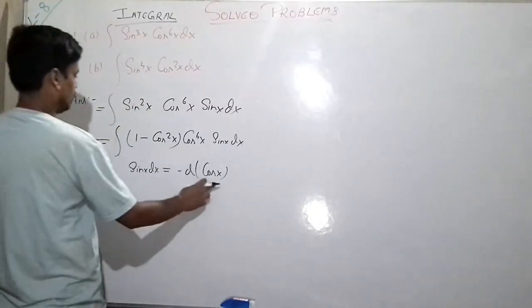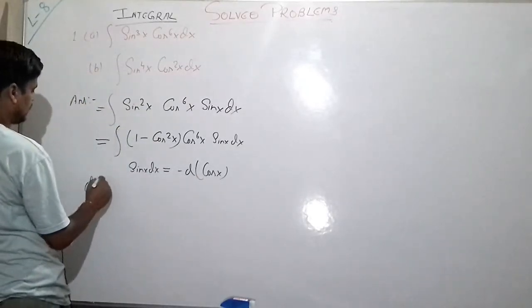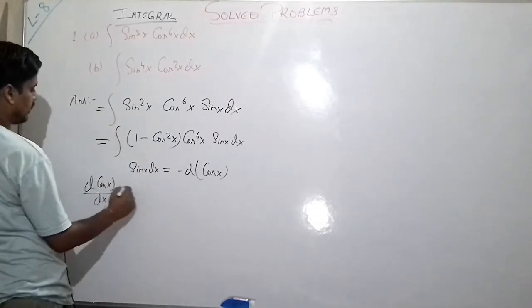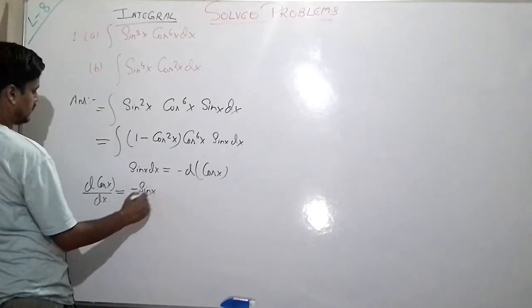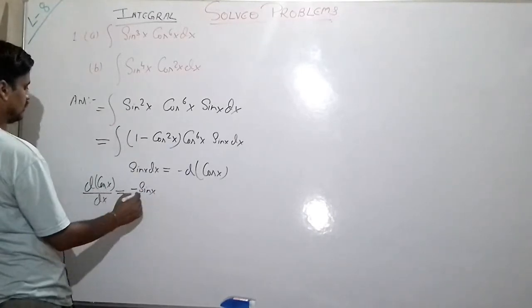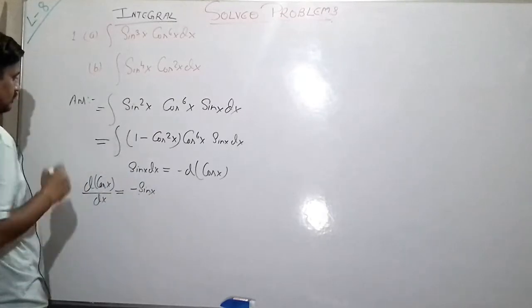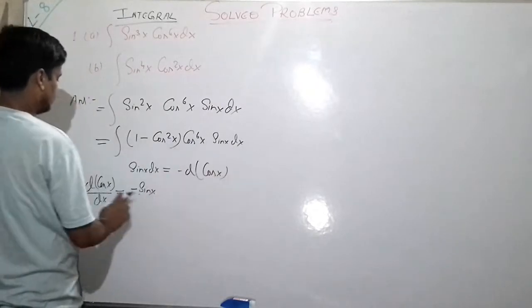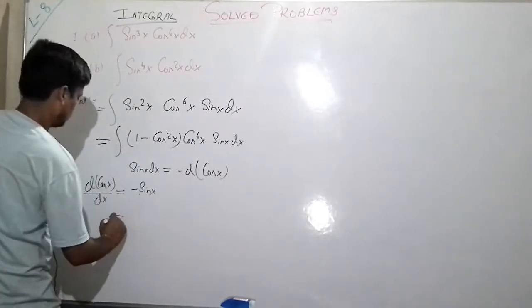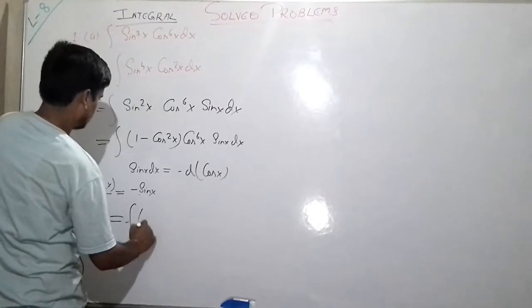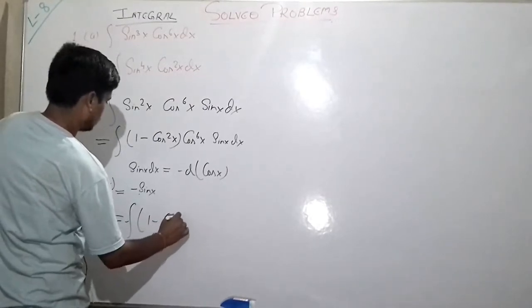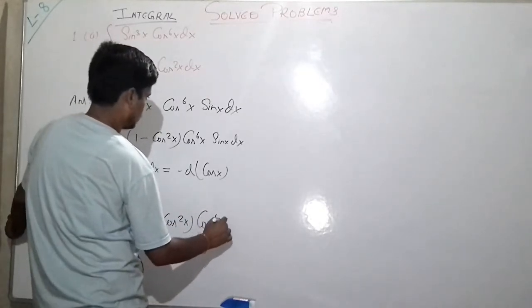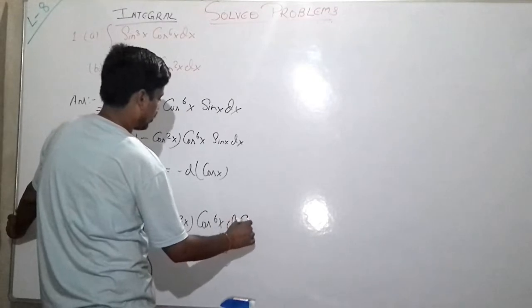Because we know that the derivative of cos x with respect to x is equal to minus sin x. It means d cos x is equal to minus sin x dx. So we can write sin x dx as minus d cos x. So minus the integral of 1 minus cos square x times cos to the power 6x d cos x.